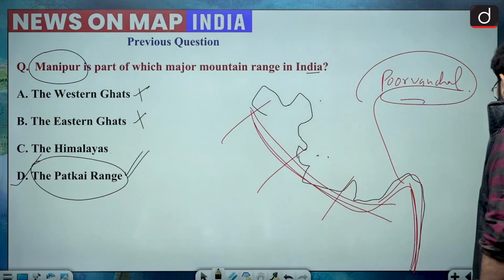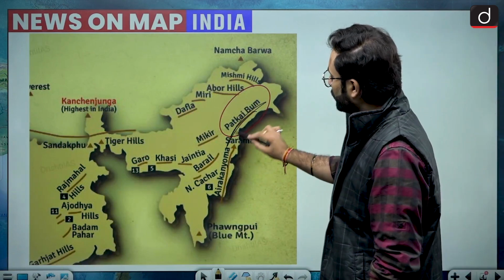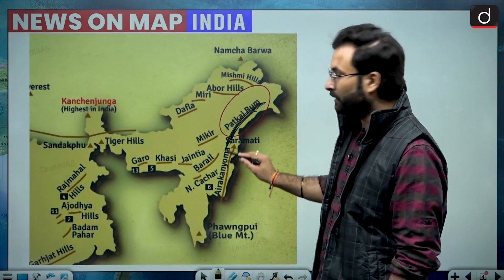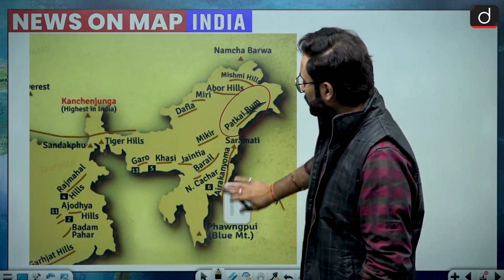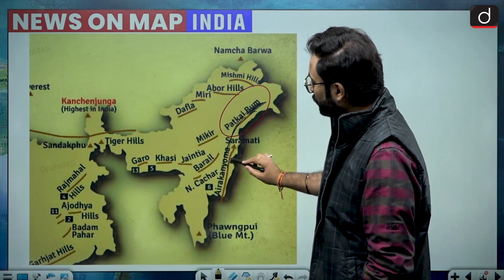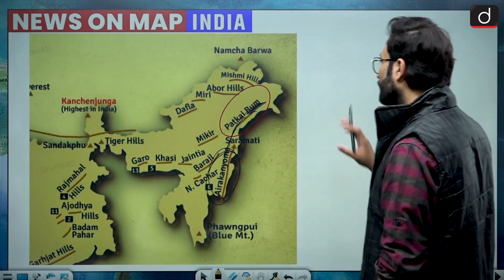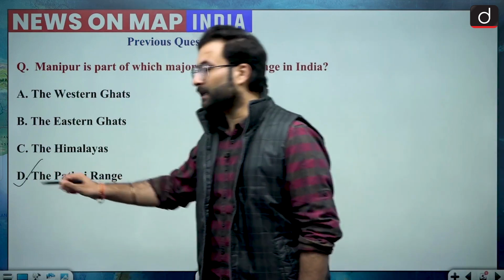So let's have a look at the map. Here you can see this is your Patkai Bum range. So this Patkai range is extended up to the Manipur area here. Sorry, this Patkai range is expanded up to this particular area, and that is your Manipur area. So that is why we can safely say that the Patkai range is your answer here. Patkai Bum is a smaller area of this Patkai range.